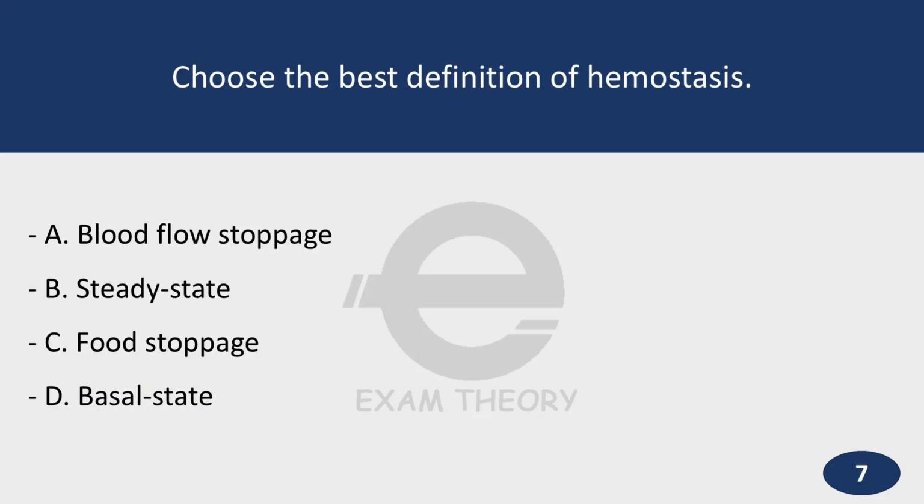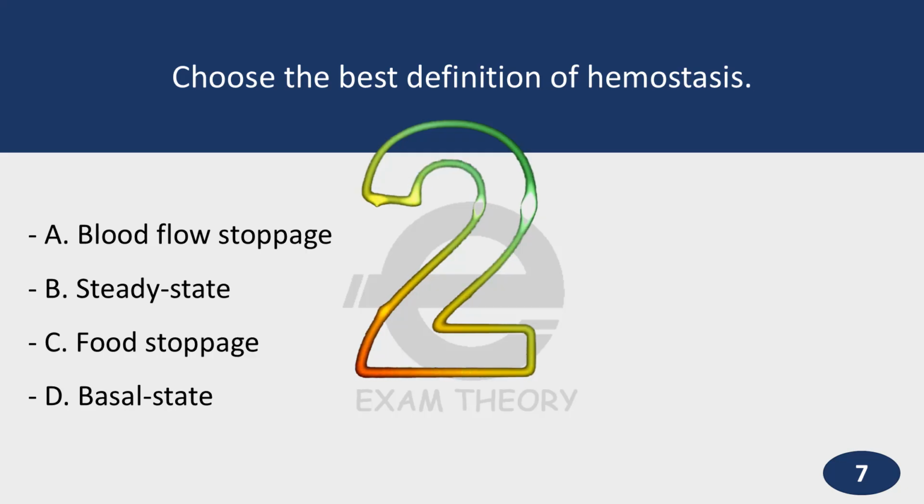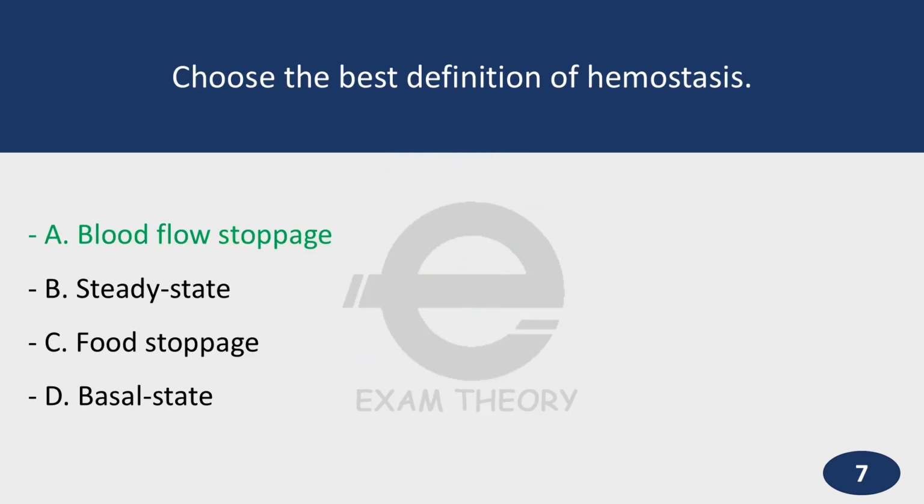Choose the best definition of hemostasis. A. Blood flow stoppage. B. Steady state. C. Food stoppage. D. Basal state. The correct answer is A. Blood flow stoppage.